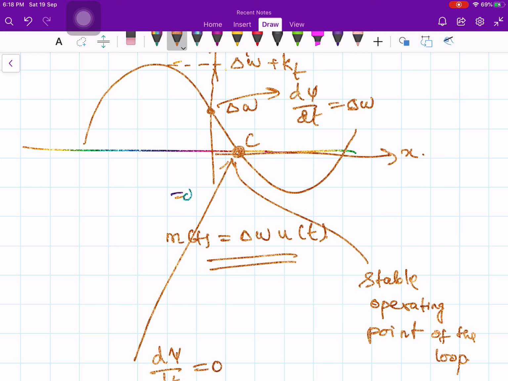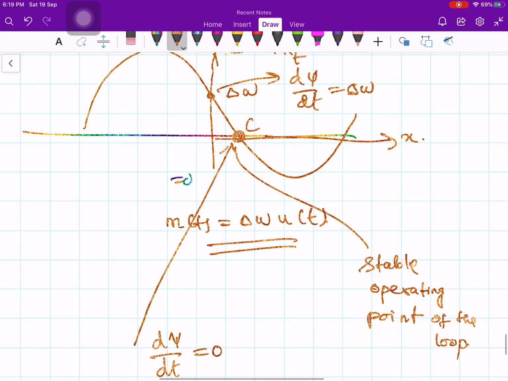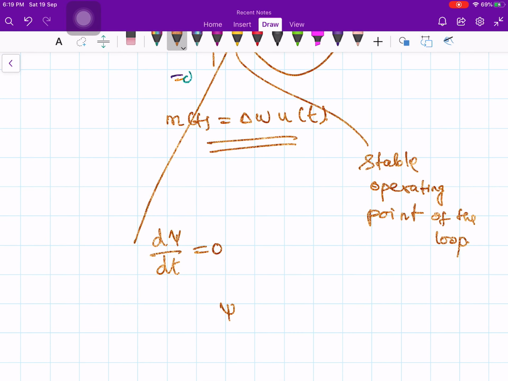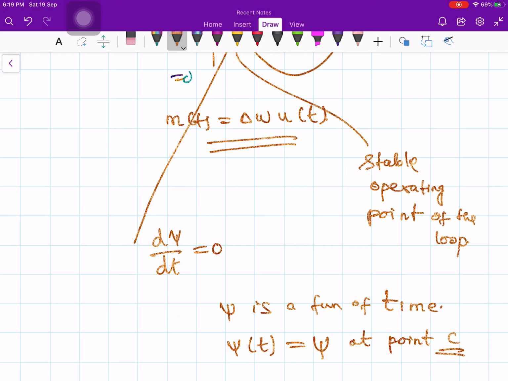So if d psi by dt becomes 0, that means there is no further movement in the operating point, no derivative. d psi by dt equals 0 means there is no slope. So psi as a function of time becomes a constant value. We said psi is a function of time, but now psi of t becomes psi at point C. Therefore it becomes a constant.